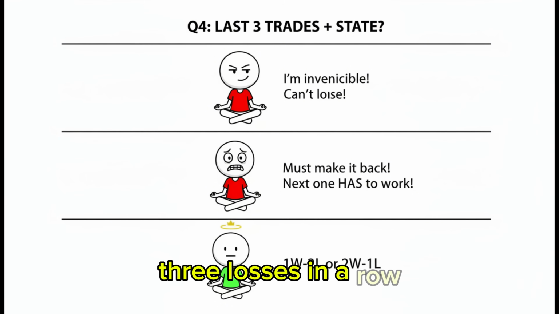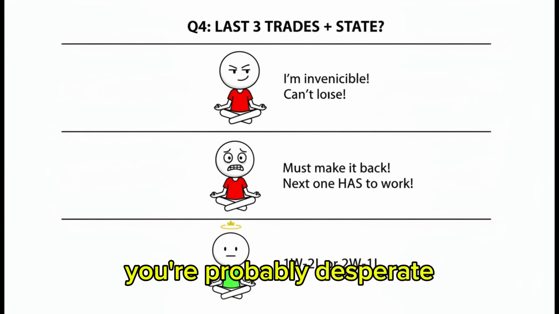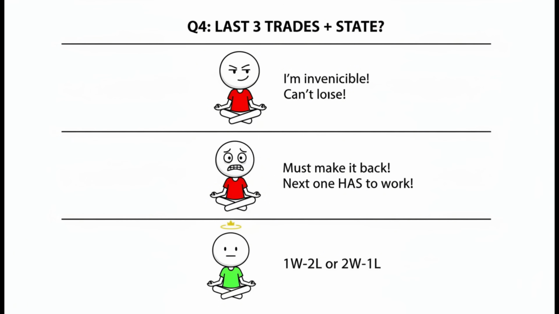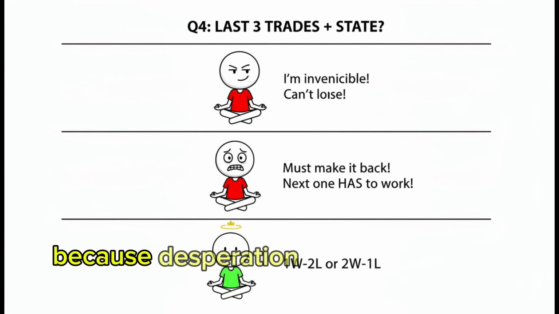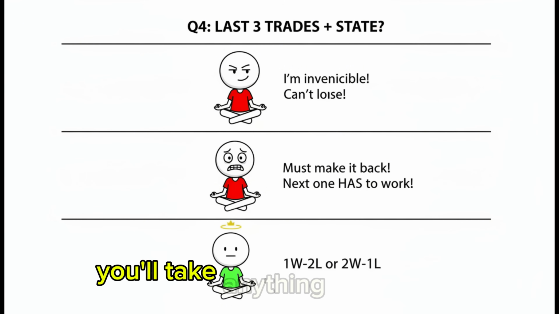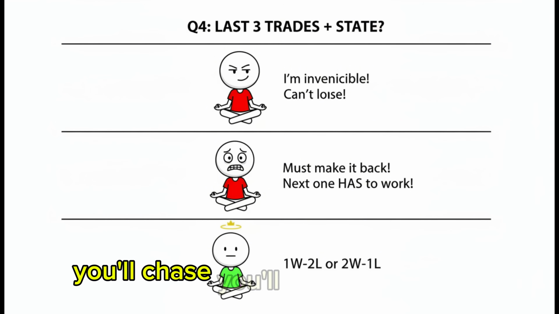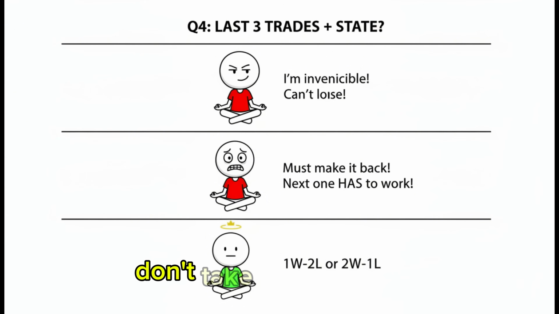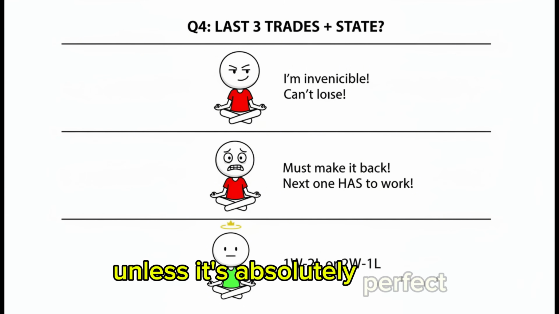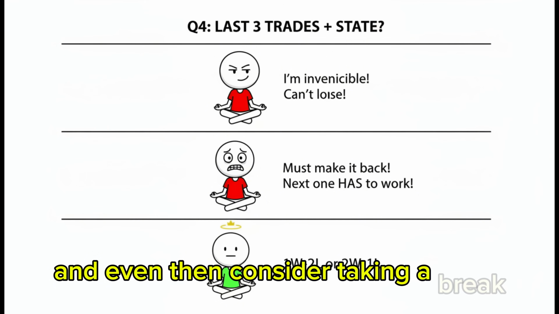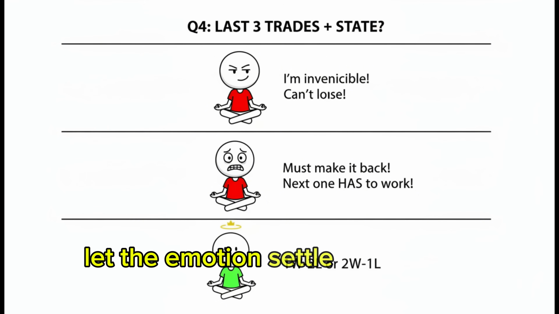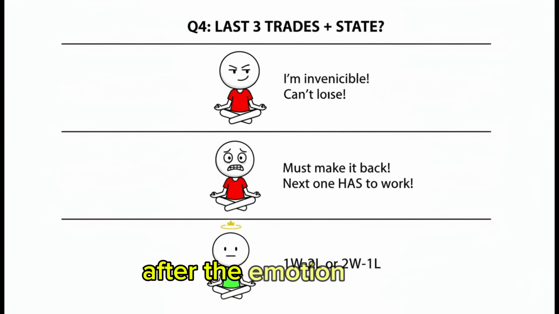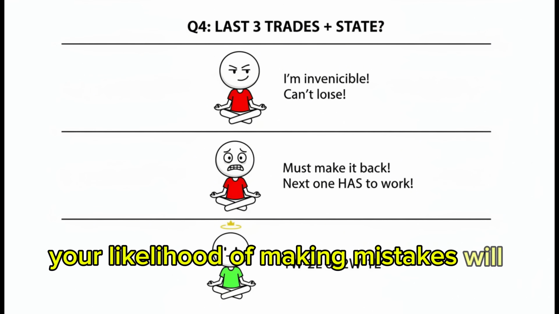3 losses in a row? You're probably desperate, feeling like you need to make it back, thinking the next one has to work. This is even more dangerous, because desperation makes you force trades. You'll take anything that moves. You'll chase. You'll ignore your rules. All because you're in pain and you want it to stop. If you just lost 3 in a row, don't take the next trade unless it's absolutely perfect. And even then, consider taking a break. Let the emotion settle. Come back tomorrow. After the emotion fades, your likelihood of making mistakes will decrease.